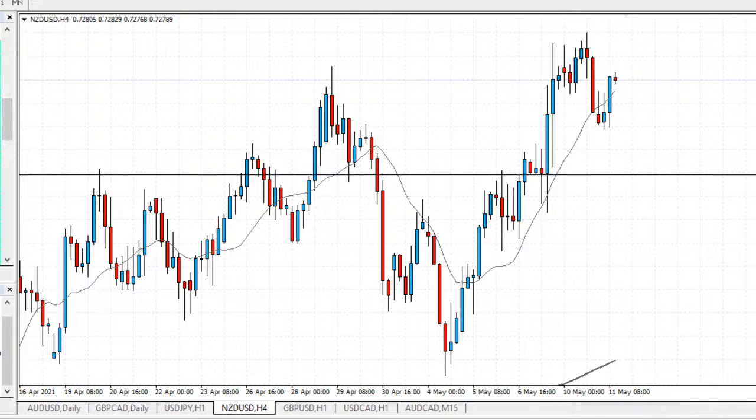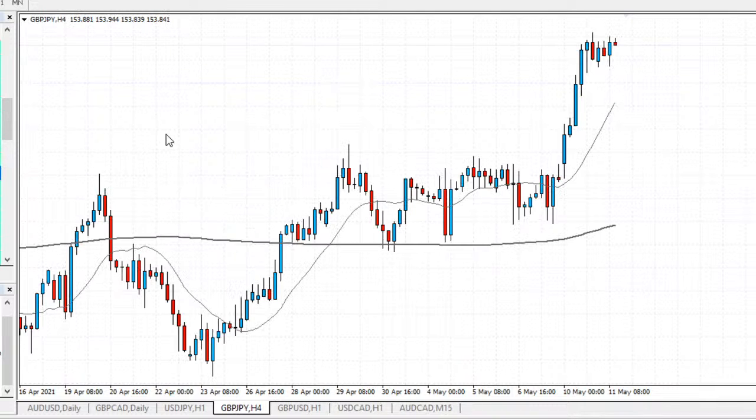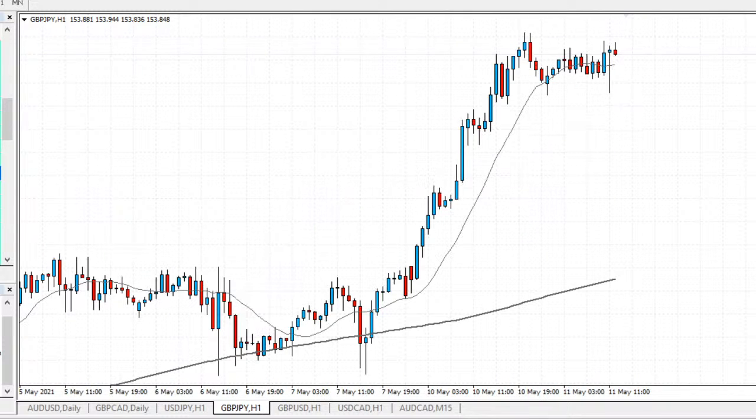Next, I'm going to take a look at GBJPY. For this one, again, another GBP pair that we saw take off yesterday, as soon as the market opened on Sunday. The market just took off from there. Again, not really anything for me to get involved on.